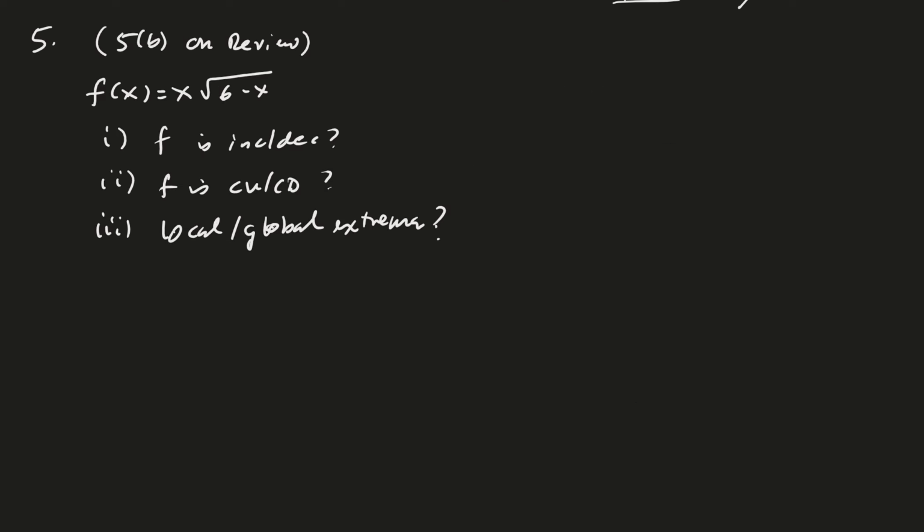Alright, so this is 5b on the review. f of x is equal to x times the square root of 6 minus x. We want to know where f is increasing or decreasing. Where is f concave up, concave down? And where are the local or global extrema for f? And by the way, before we get started, maybe we should take a look at the domain.